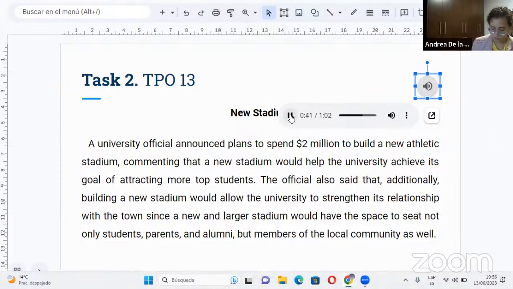I mean, right now we have so little contact with the town. Yeah, but this won't help relations. Look, people from town hardly ever come to games because our teams always lose, and they're not suddenly going to improve overnight. Besides, adding seats won't make a difference. I mean, if people from town didn't come before, they won't come now just because the place is bigger.